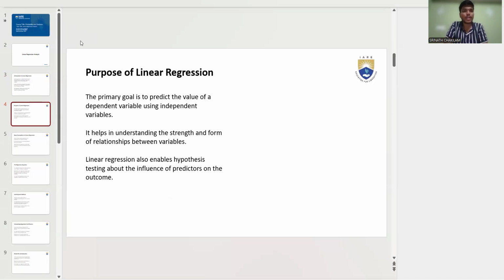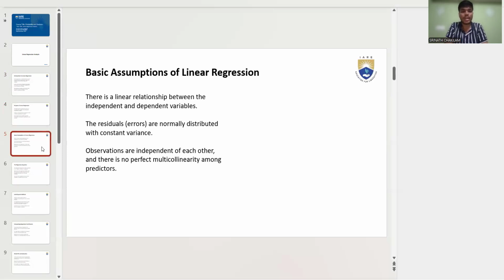The purpose of linear regression is that the primary goal is to predict the value of a dependent variable using independent variables. It helps in understanding the strength and form of relationship between variables. Linear regression also enables hypothesis testing about the influence of predictors on the outcome. This is the purpose of linear regression. And next one is the basic assumptions of linear regression.